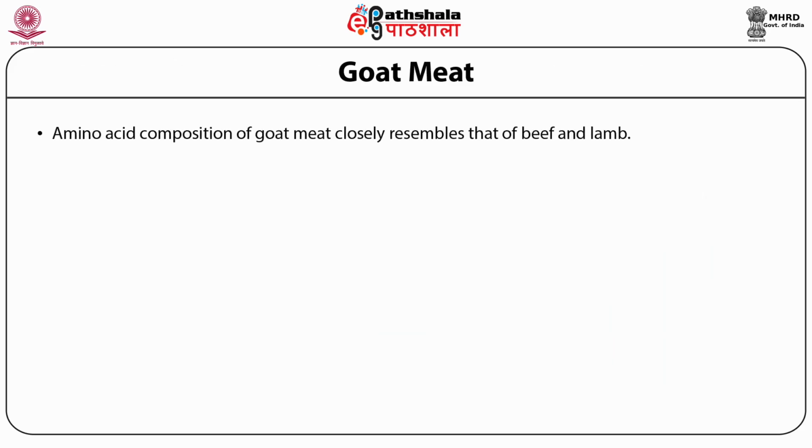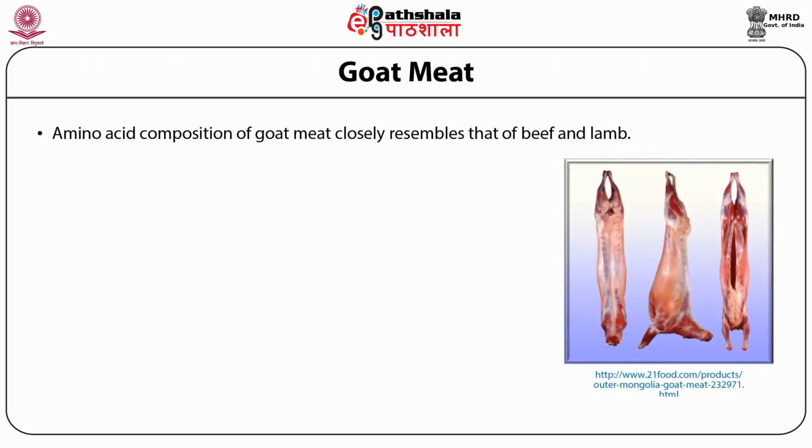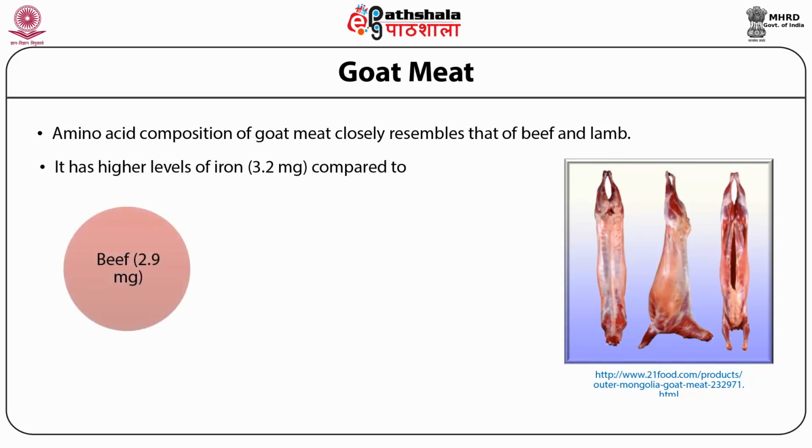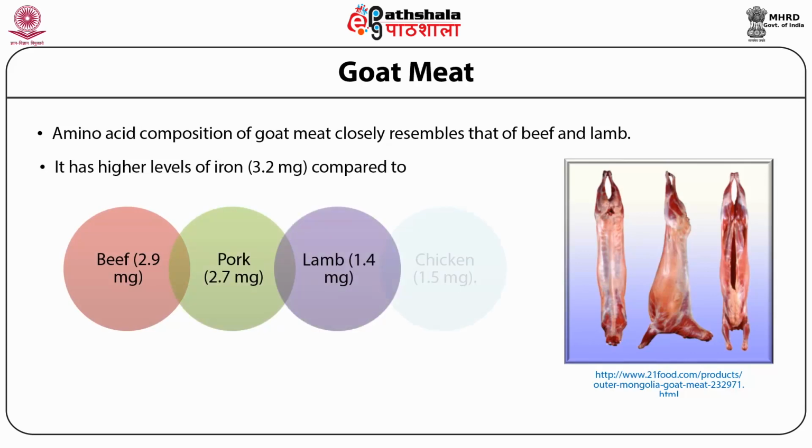Regarding essential amino acid composition, goat meat closely resembles that of beef and lamb. Goat meat offers more nutritional value, greater health benefits, and is an ideal choice to be considered as the other red meat. Additionally, goat meat has higher levels of iron, 3.2 mg, when compared to a similar serving size of beef, 2.9 mg, pork, 2.7 mg, lamb, 1.4 mg, and chicken, 1.5 mg.